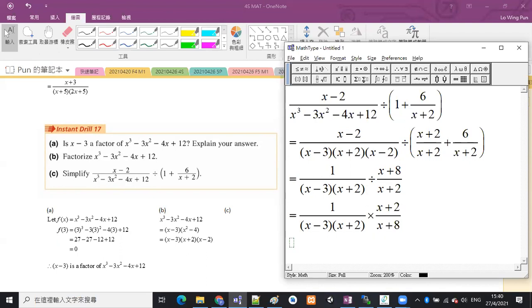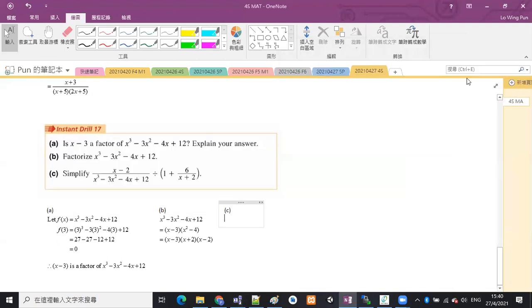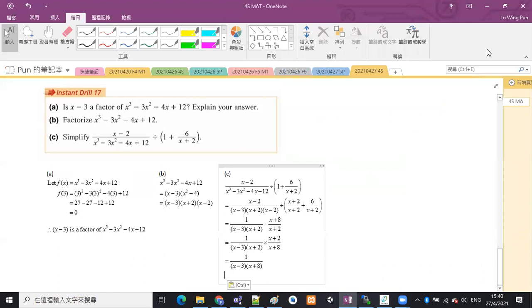The common factor which can be cancelled is x plus 2. So what is remaining on top is just 1, and on the bottom is x minus 3 times x plus 8. So that is the final answer of part C. Okay, are there any problems for the instant drills number 14 to 17?